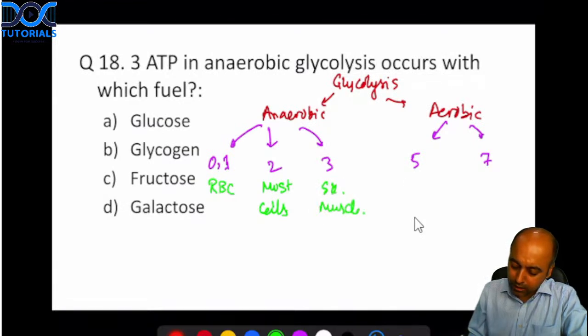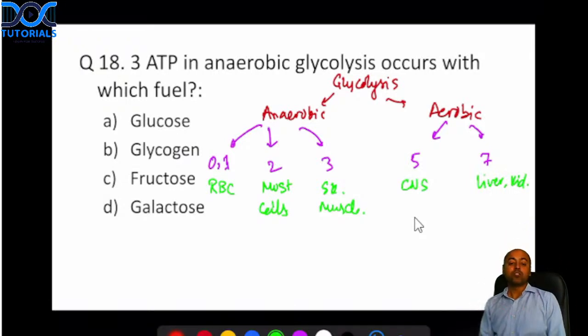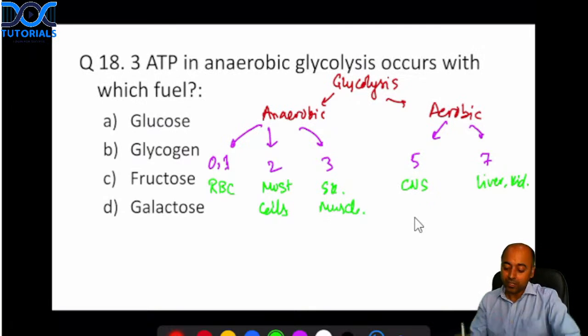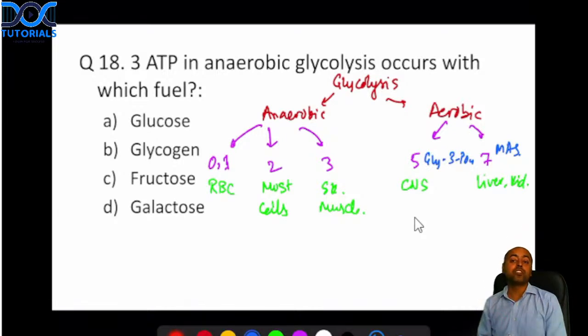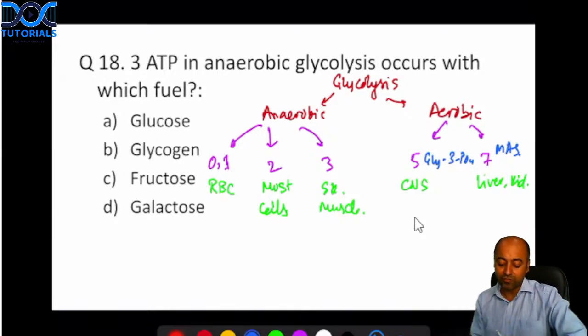This will occur in the CNS. This will occur in the liver, in the kidney. Okay, so you have to remember these values. For liver or kidney we have 7 ATP. Here we have the malate aspartate shuttle. Here in the CNS we have the glycerol 3 phosphate shuttle. Glycerol 3 phosphate shuttle is there in CNS, so we have 5 ATP.